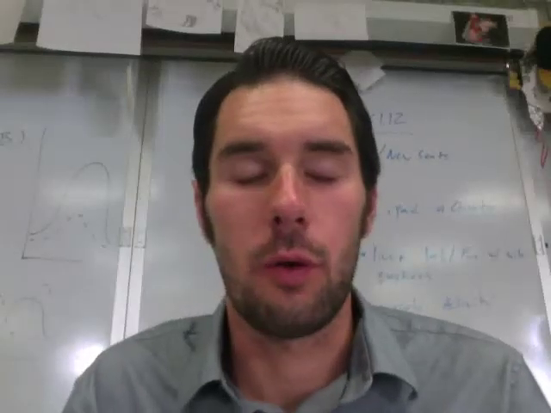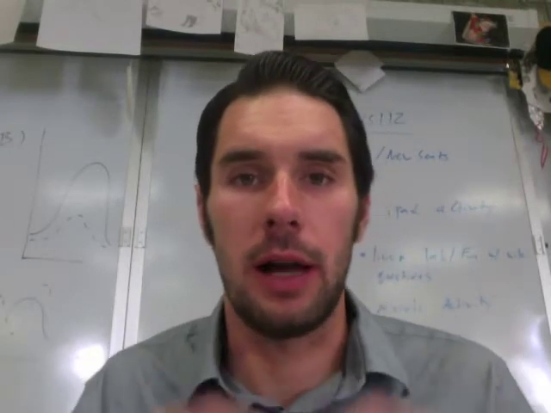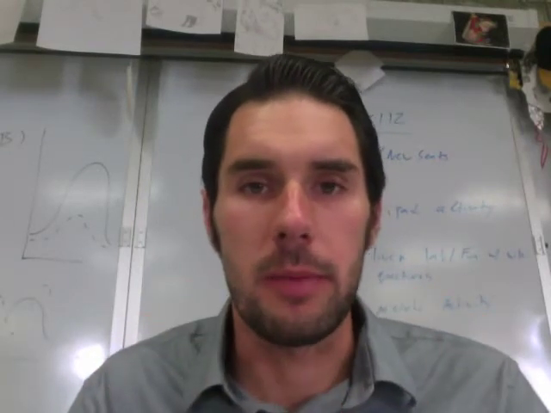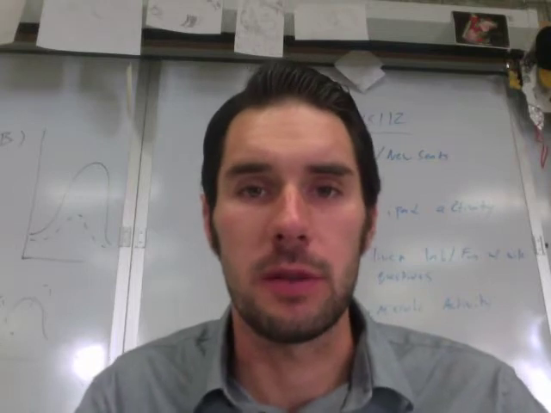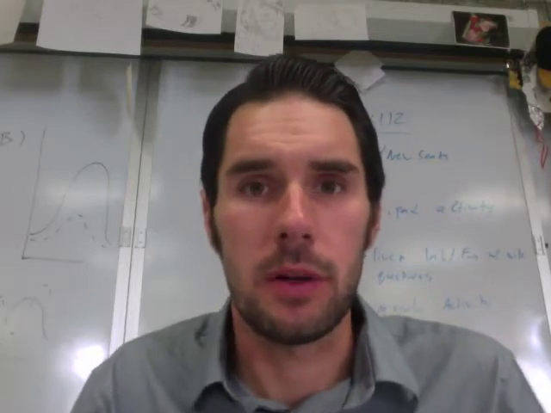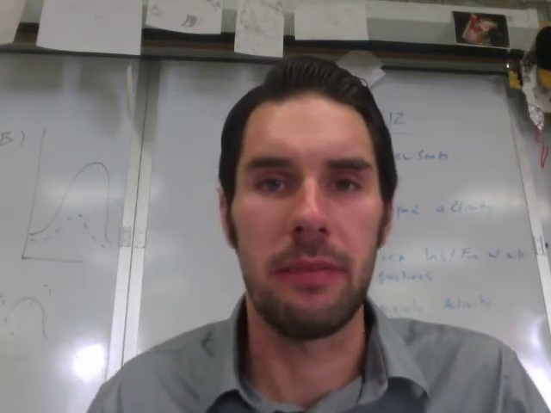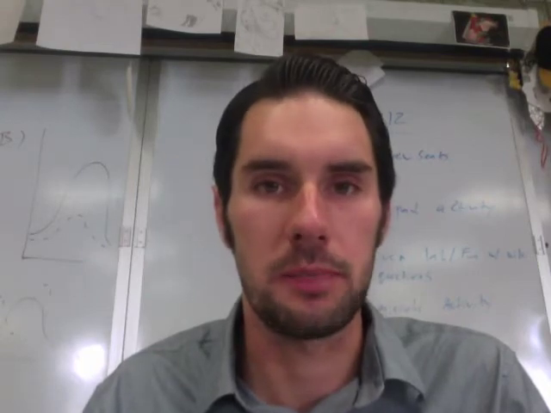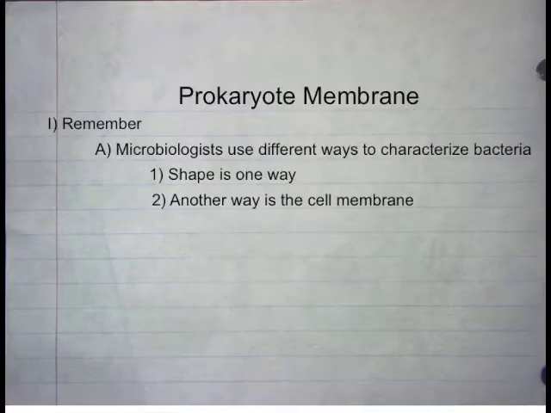Today we're going to look at another form of classifying bacteria, and that's the outside of them. Along the cell membrane, different bacteria have different ways of defense, and this is what we can use to further classify differences in certain bacteria. It's called the Gram stain and Gram test. Let's take a look. Prokaryote membrane.